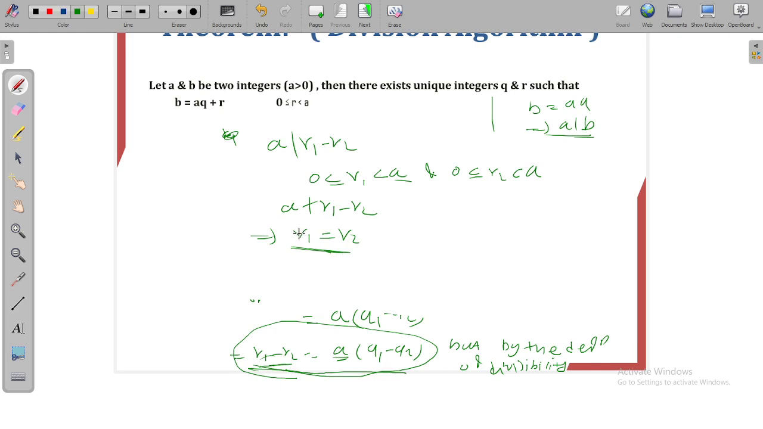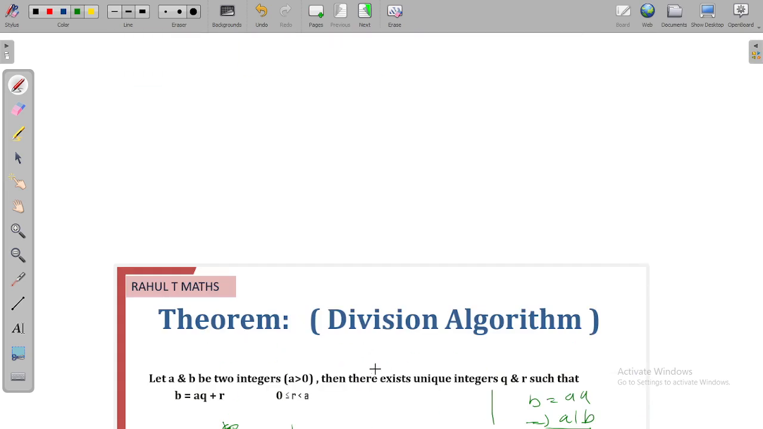Therefore, जो R1 एंड R2 लिया है वो गलत है. हमारा R1 एंड R2 सेम होगा. This is the uniqueness of R1 and R2, and this implies that हमने जो Q1 Q2 डिफरेंट लिया था वो भी गलत है. तो हमारा Q1 और Q2 सेम होगा. This is the uniqueness of Q and R, and this is the proof of our theorem. Okay, this is the proof.